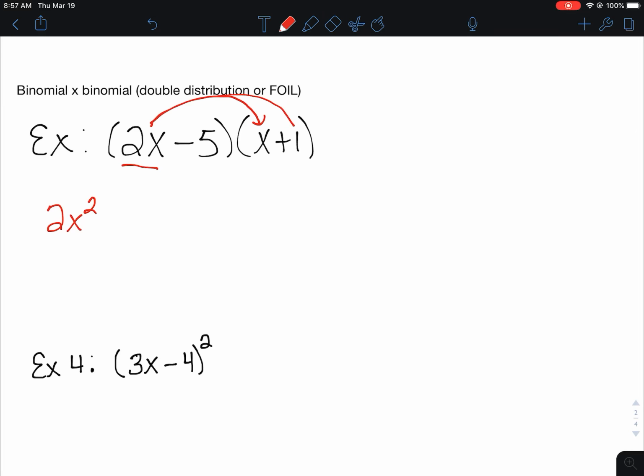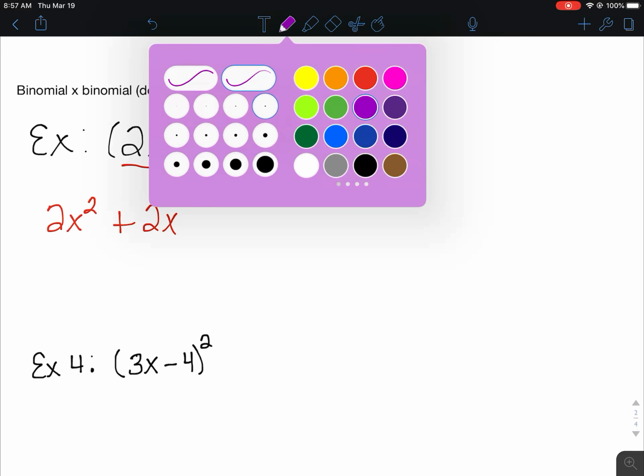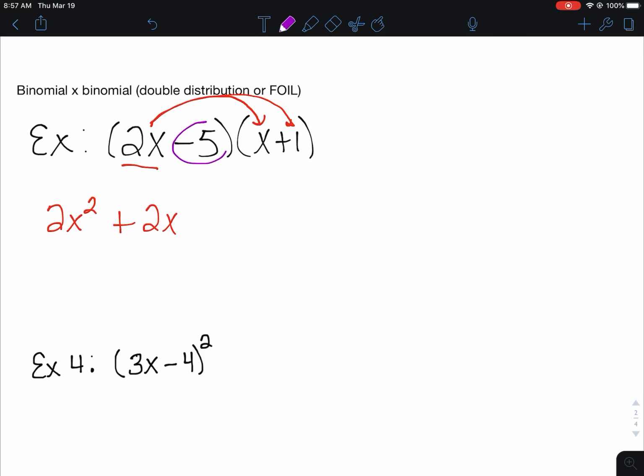And then 2x times 1 is positive 2x. Then we're going to take the -5 and distribute. -5 times x is -5x. -5 times -1 is -5. And if you look at this here, this is also the same thing as FOIL.